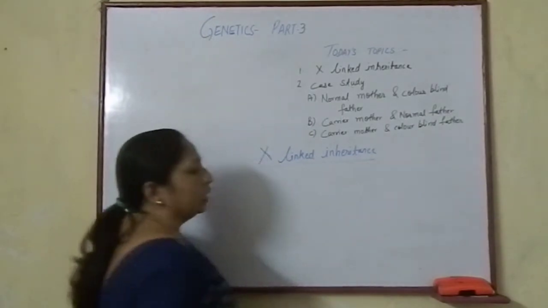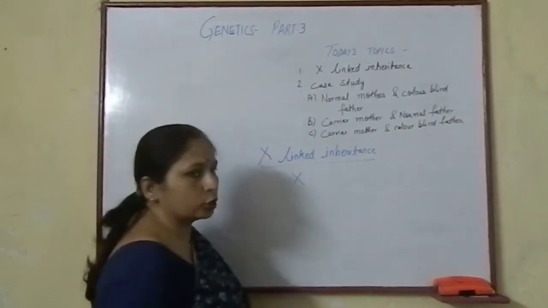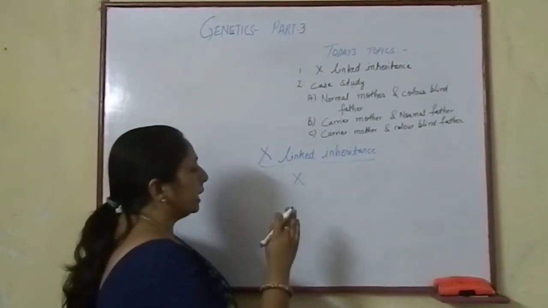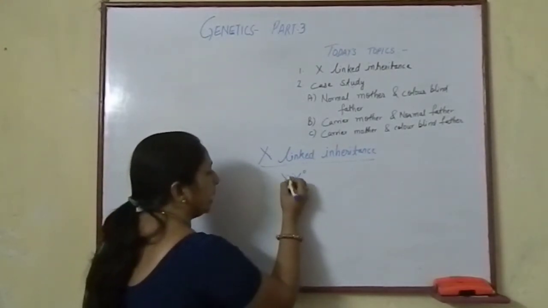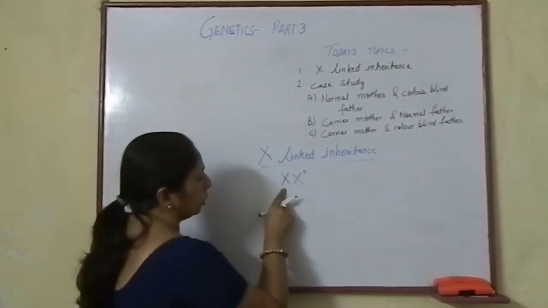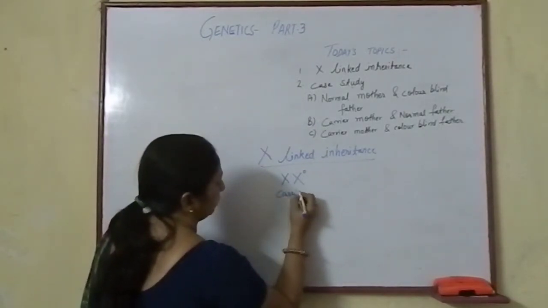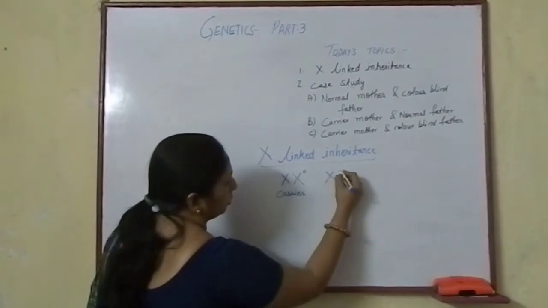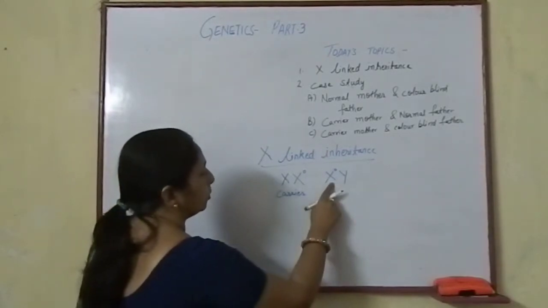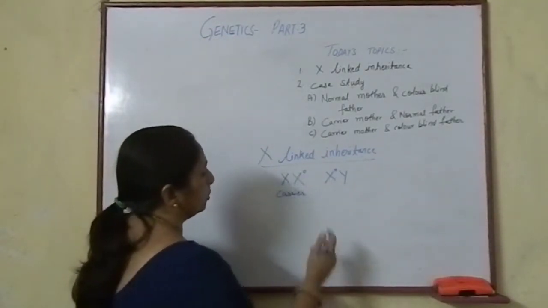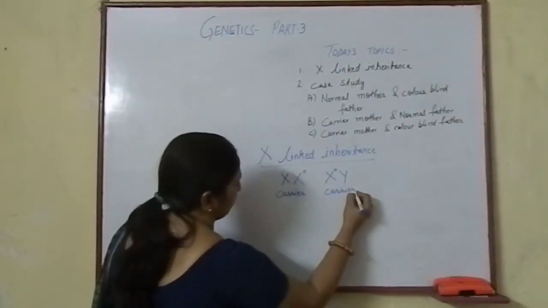In X-linked inheritance, the defective genes are carried over on the X chromosome. If the defective X chromosome is present in a heterozygous condition, meaning one is normal and one is defective, then it leads to a carrier condition. It may be in males also. Since in males there is only a single X chromosome, they are the carriers of the disease.